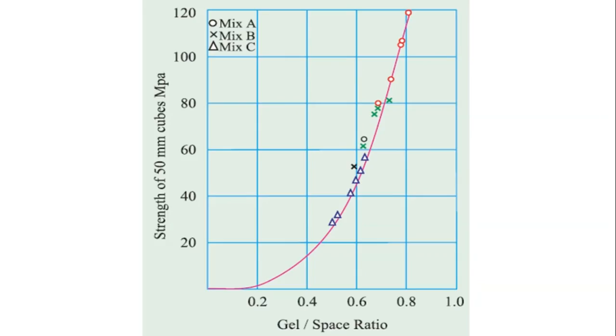And this graph here helps us to understand the manner in which this gel space ratio influences the strength of concrete. This is the graph that is obtained by calculating the strength of concrete cubes of 50 mm size, and this is the gel space ratio. So as you can see, when the gel space ratio is increasing, the compressive strength of the concrete is increasing.